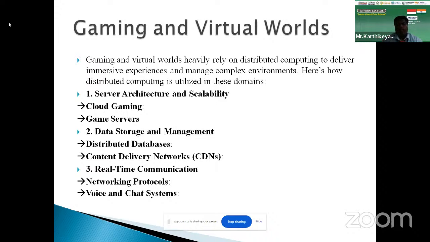Real-time communication has the following: networking protocols and voice and chat systems. Networking protocols are used for communication between players and game servers. Voice and text chat systems in games often use distributed servers to handle the communication between players.